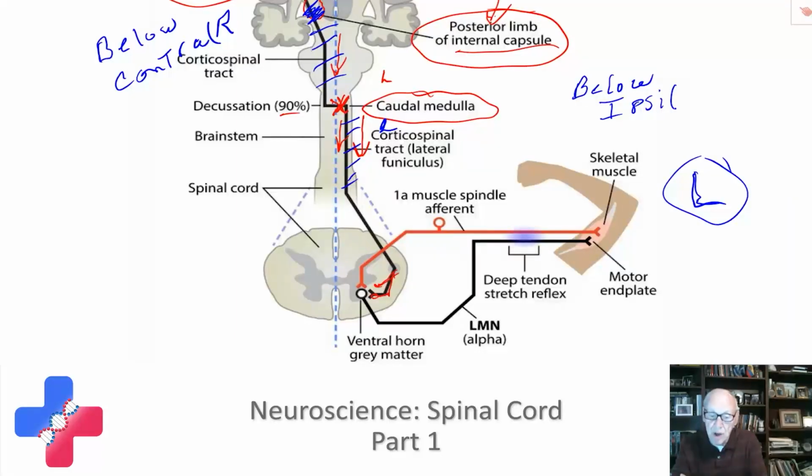All you've got to know: are you above or below decussation? Then there is your bottom line. You're either above decussation, contralateral, or you're below decussation, ipsilateral.